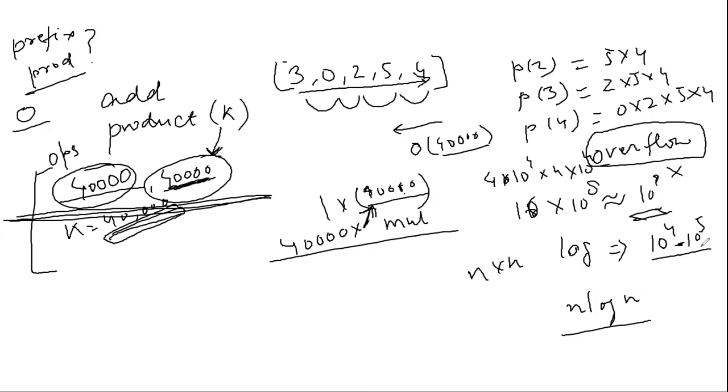Yeah, in that case, I think we keep track of the last index of 0. Then if the range covers that index 0, the result will be 0. It's a good idea, and actually we will come to that.